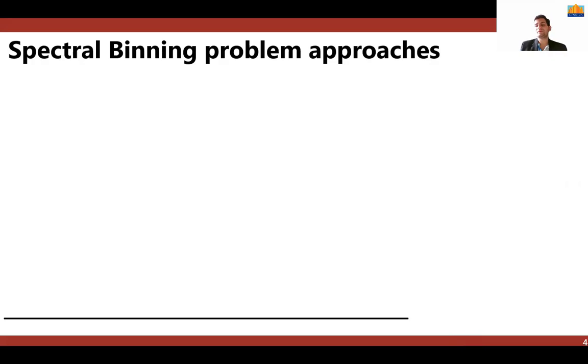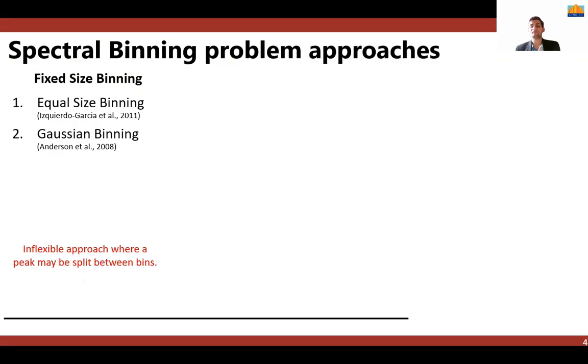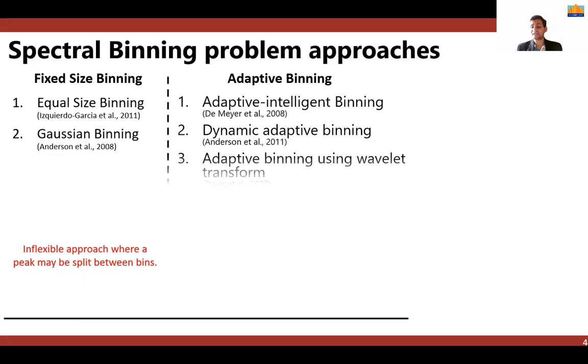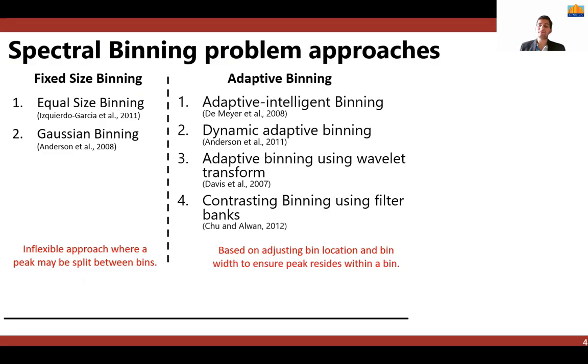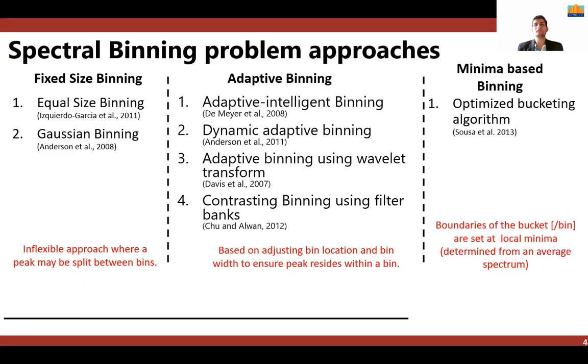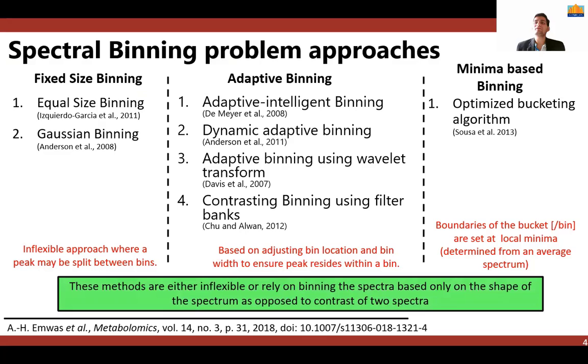Prior approaches in binning of frequency channels can be placed into three categories. In the first category of fixed size binning, binning approaches are inflexible and suffer from problems discussed in a previous slide. In the second category of adaptive binning, bin locations and bin width are adjusted based on the peak locations. In the third category of minima-based binning, the band size or bandwidth are determined based on the location of the minima adjacent to a peak. In these methods, the binning of the frequency channels relies on the shape of the spectra and not on the contrast between the two spectra. However, method 4 in category 2 considers binning based on contrast, which makes use of filters.